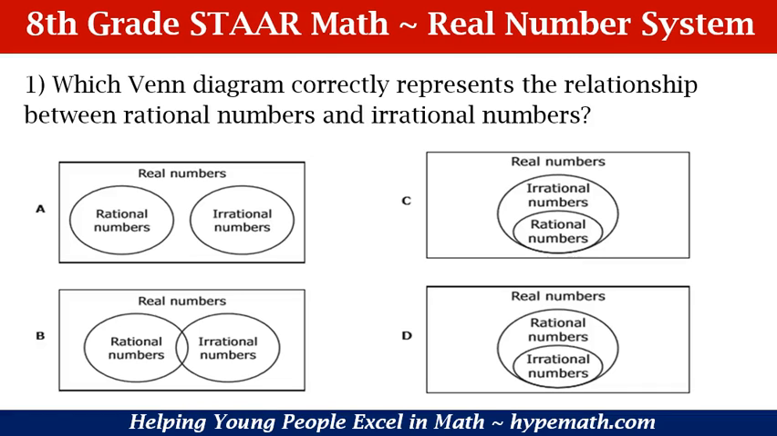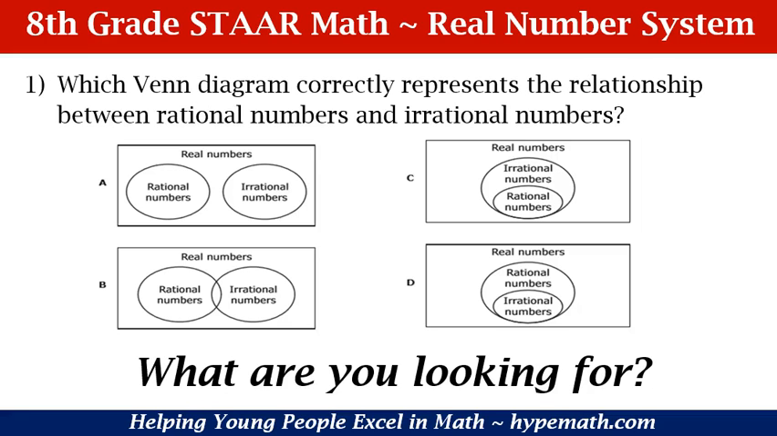Let's get started. Question number 1 says, which Venn diagram correctly represents the relationship between rational numbers and irrational numbers? For answer choice A, we have two separate circles for rational numbers and irrational numbers. B, there's an overlap between rational numbers and irrational numbers. C says that within irrational numbers, there are rational numbers. And D says within rational numbers, there are irrational numbers.